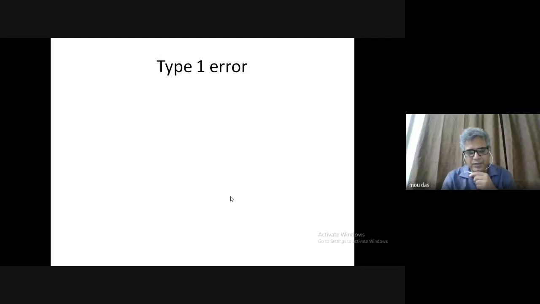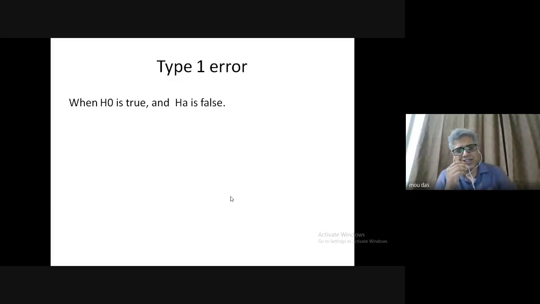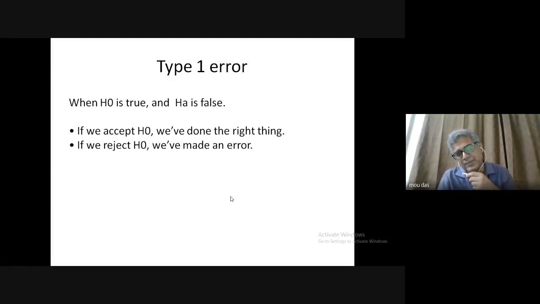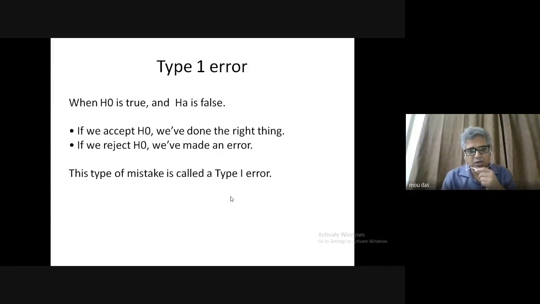A type one error, what is that? A type one error is when H0 is true and HA is false, meaning the sample represents the population, or rather the test and the control arm are the same. In this situation, if we accept the H0 based on the sample we have taken, then we have done the right thing. But somehow, because of some error or due to the small sample size, though the sample represents the population or there is no difference between the test arm and the control arm, we have rejected the null hypothesis. We have made an error. This type of error is called a type 1 error.